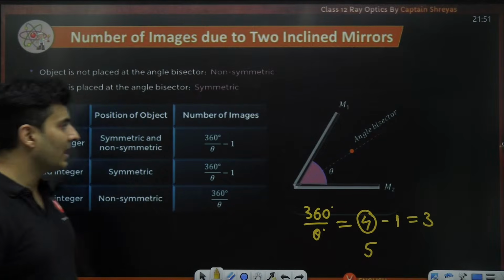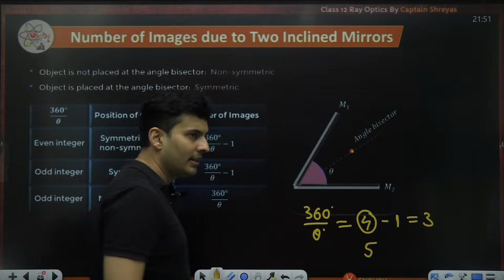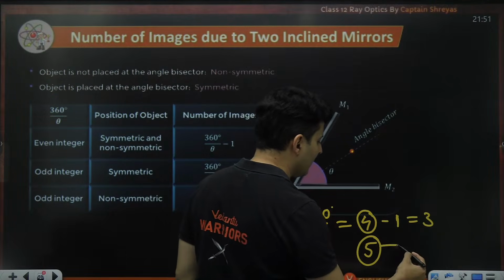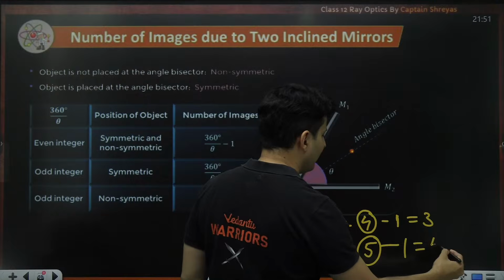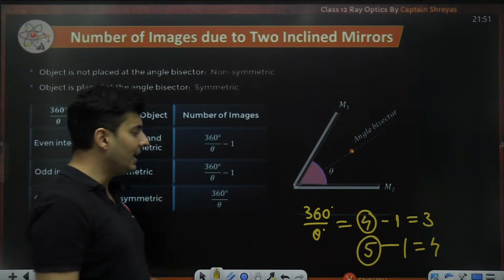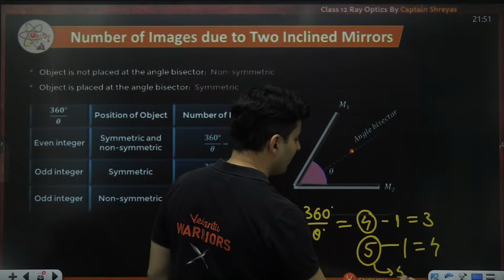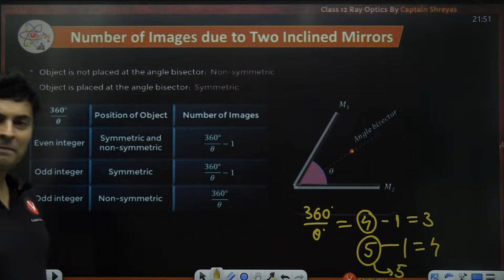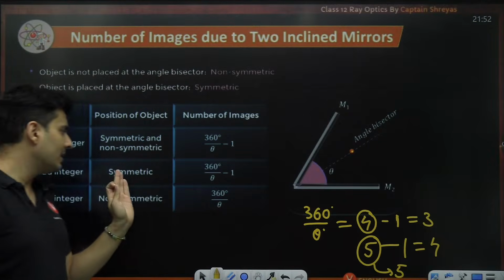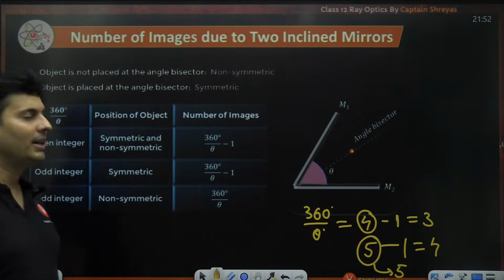But the moment it becomes odd, then it matters. If it is symmetric, that means it is on the angle bisector, then do the same thing. If it is 5 and on the angle bisector, minus 1, so it becomes 4. If it is not on the angle bisector, then leave it as it is, so 5 will be the answer. So only if it is an odd number, check whether it is symmetric or asymmetric.